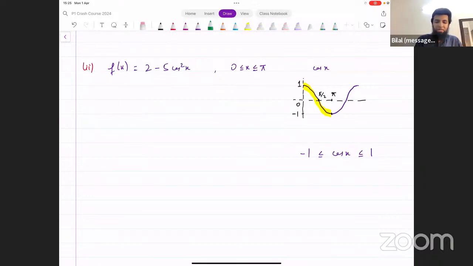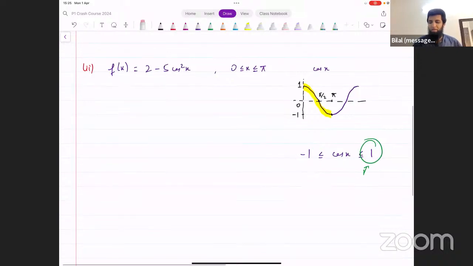Now, if it was just cos x and not cos square x, we could just directly input cos x equals 1 once, and then we could input cos x equals -1. We could just input these values one by one, and we would get the range of the function, the least value and the greatest value. But here the problem is we have cos square x. Now, what happens when you have cos square x?